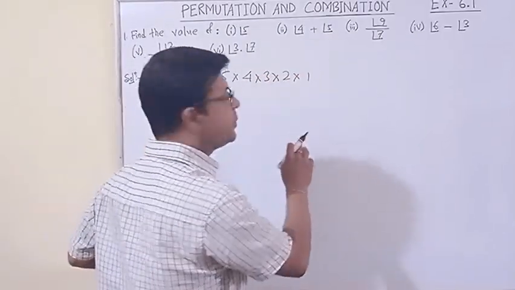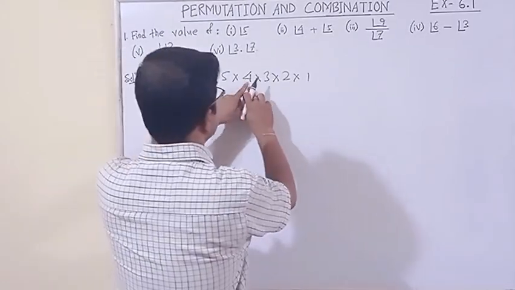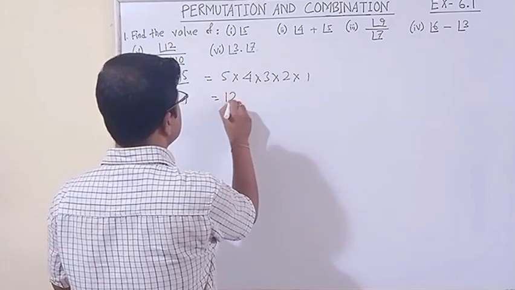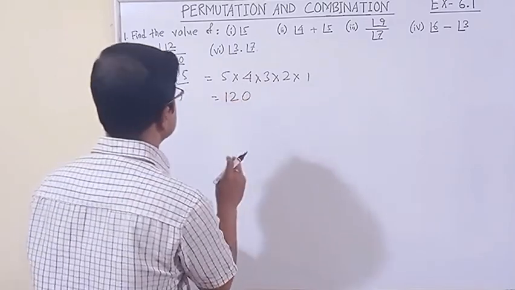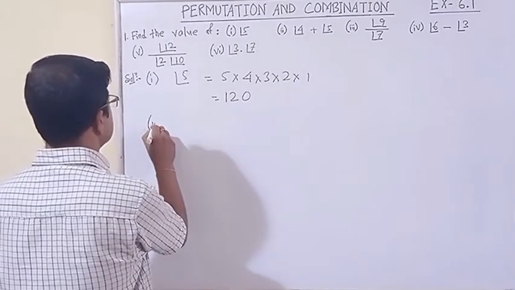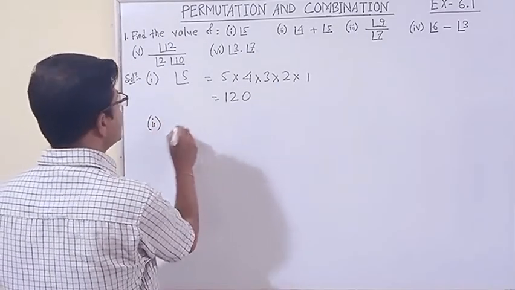Let us just multiply. We have to multiply here. 5 into 4 is 20. Okay. 3 into 2 is 6. 6 into 20, 120. In this way we can finish. We can do this sum. You see, the sum is very, very simple. Now in the second one, what is it?